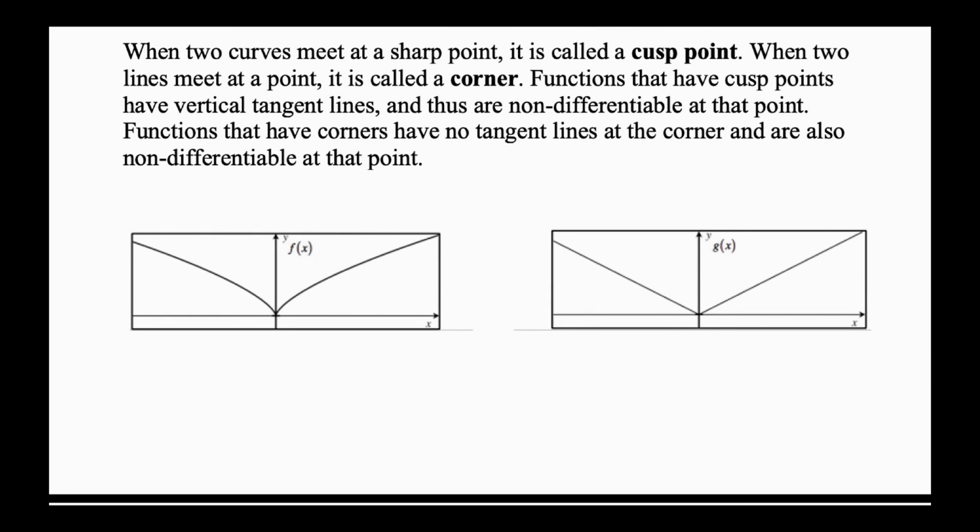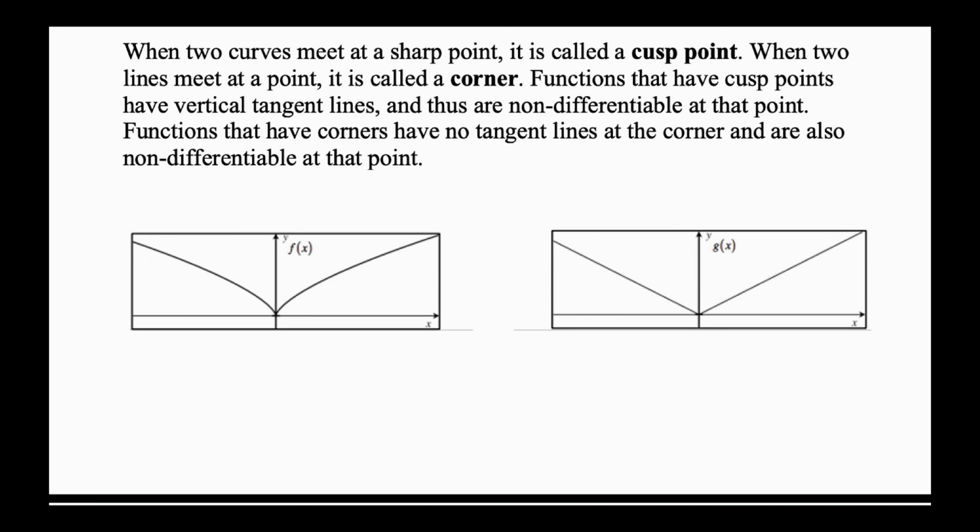When two curves meet at a sharp point, it is called a cusp point. You see how these two curves meet here at that point right in the middle at 0? That's called a cusp point. And then a corner is when two lines or two segments meet right there. That's a corner. Neither of those is differentiable at that point.